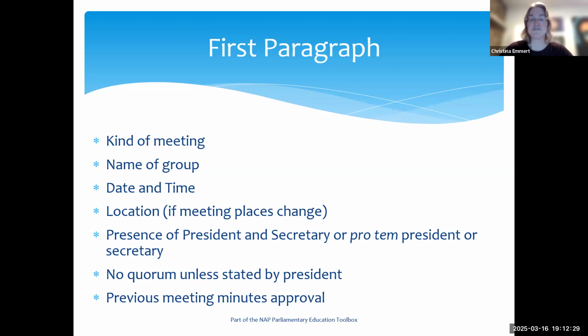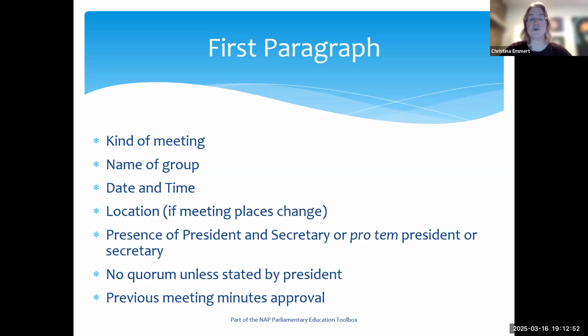Presence of the president and the secretary, or the name of the members who served pro tem president or secretary, meaning of course those temporarily in the position because the president or secretary could not attend that particular meeting. You do not have to put that there was a quorum at the meeting unless the president states it, or of course, you have rules. We always say, look at your rules, see what your rules say as far as if the quorum has to be in your minutes or not.